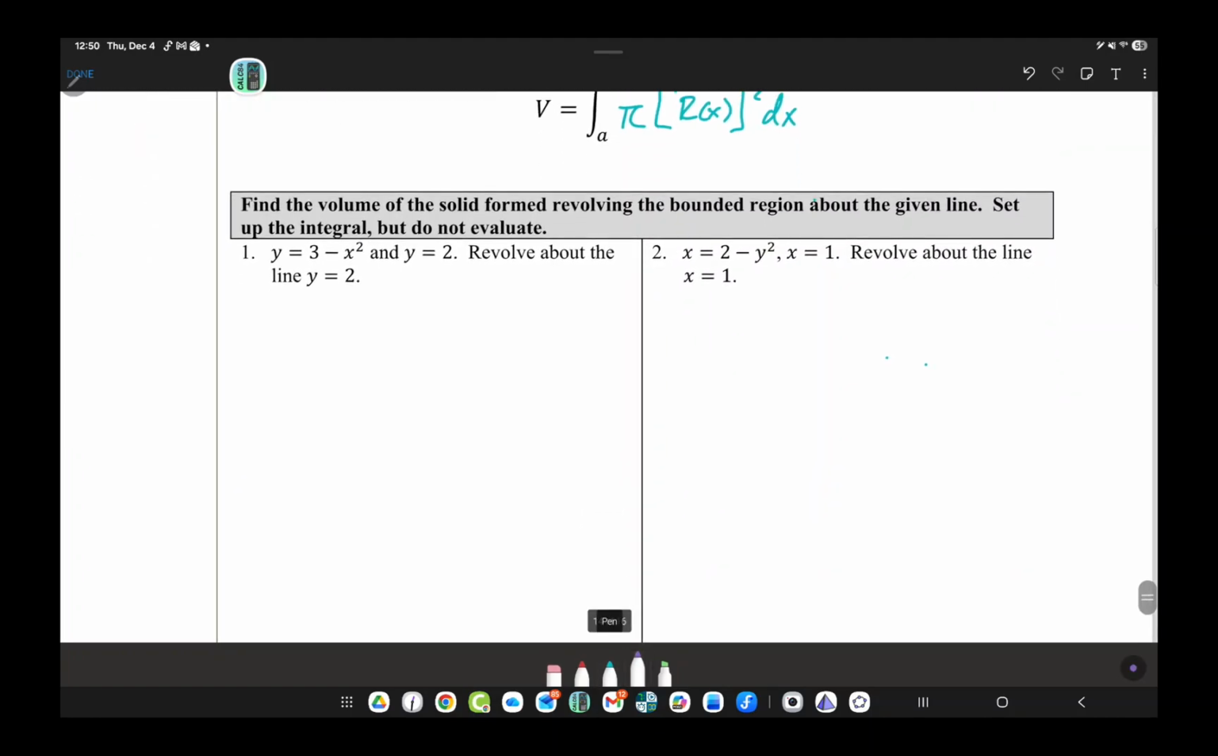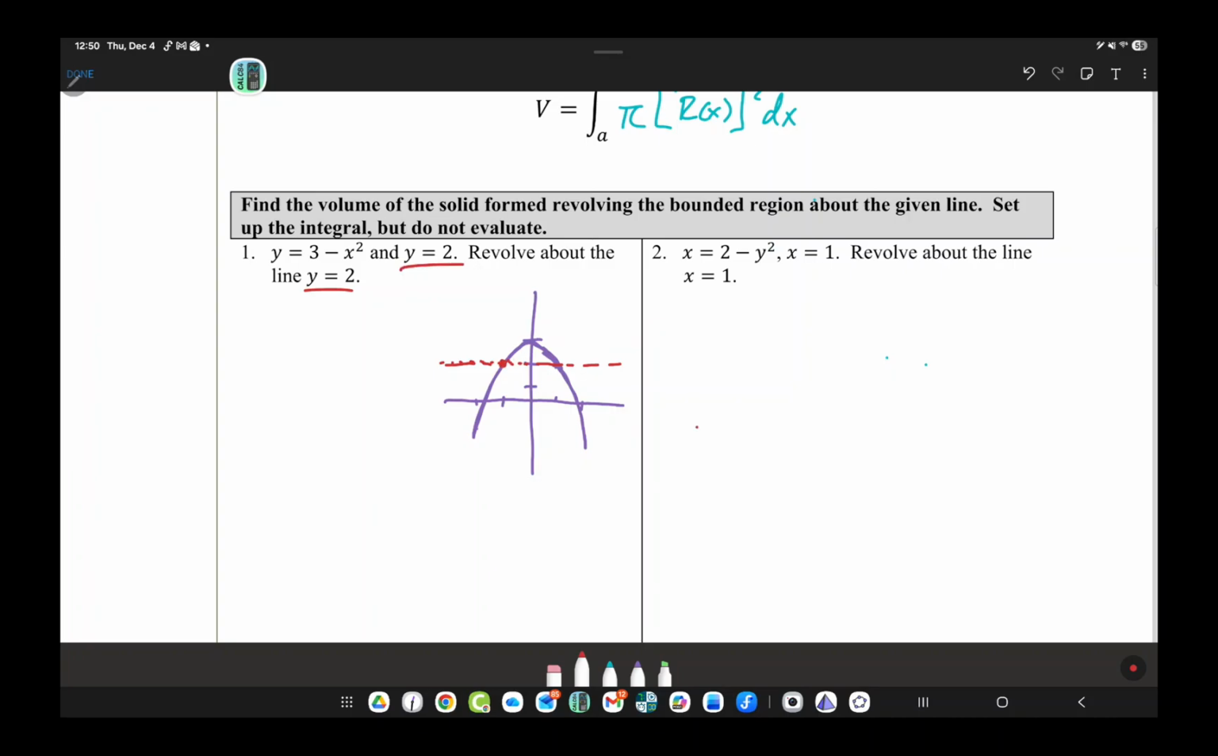We're going to graph our function y equals 3 minus x squared. So starting at 3, down 1 over 1, over 2, down 2. So nice little parabola here. All right. We are going to rotate around the line y equals 2. And that's also one of my bounds, y equals 2.